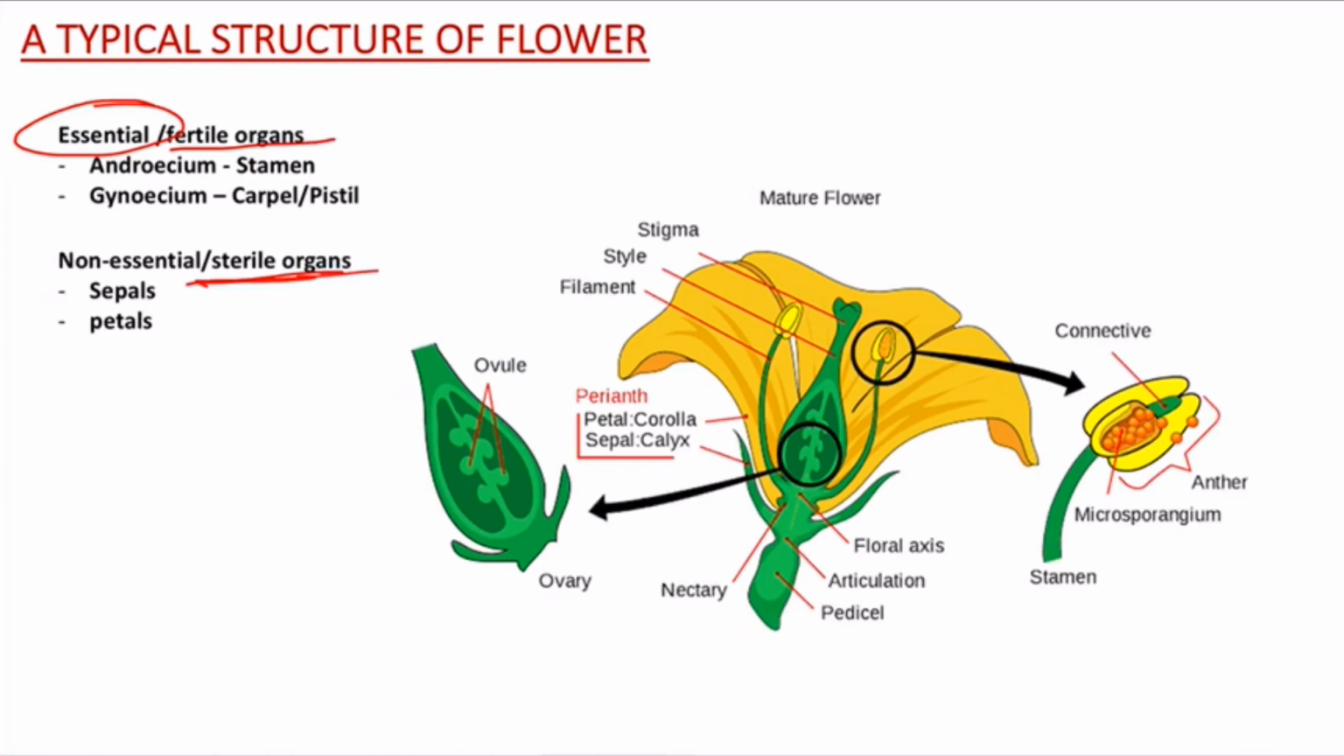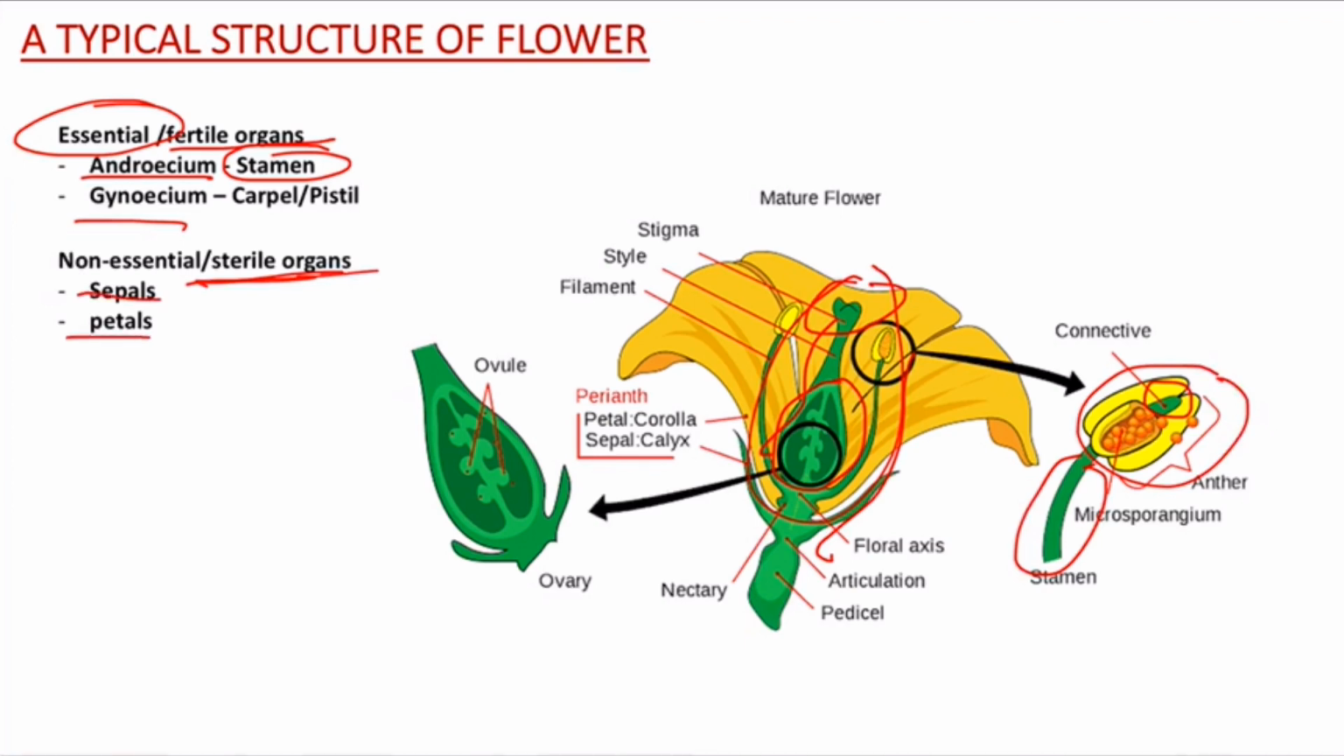Now let's see, under fertile organs, there will be the androecium and gynoecium. Now androecium is nothing but what? It's the male reproductive organ. It is made up of what? Stamen. So this is nothing but what? Stamen. Stamen is made up of what? Filament, anther, and connective tissue. Whereas gynoecium is the female reproductive system which consists of carpel or pistil, and the carpel or pistil is made up of, you can see, this is a carpel or pistil, it is made up of stigma, style, and ovary. Inside the ovary you can see there is the presence of what? Ovule. Fine.